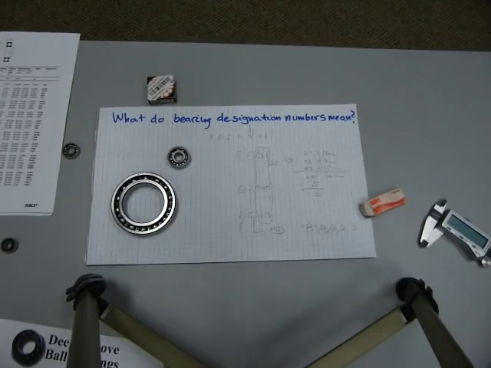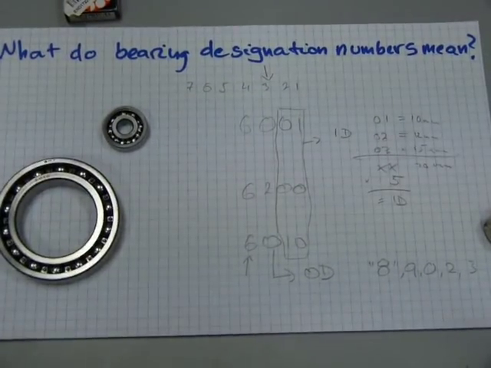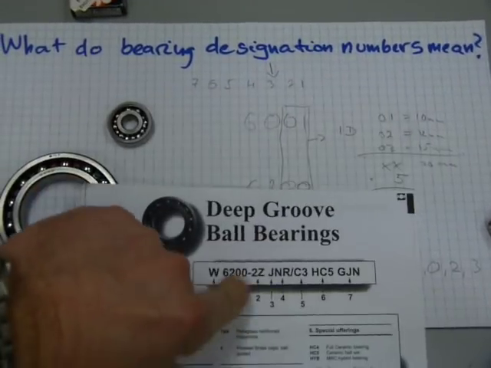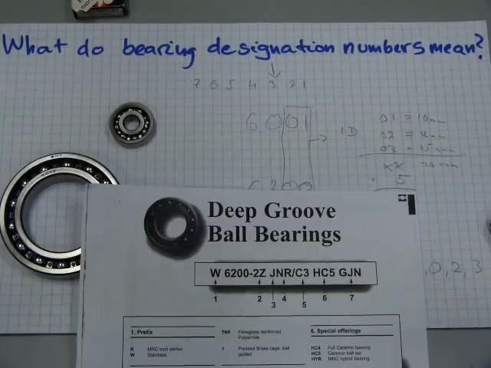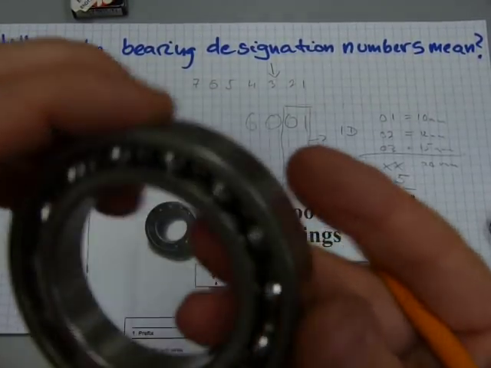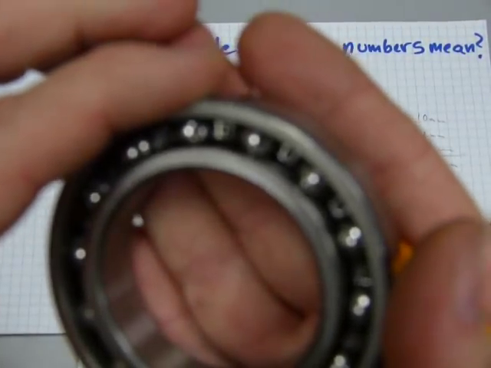Next number is the number 6 on these bearings. They stand for deep groove ball bearings, where the rolling element inside the bearings is a hardened steel ball.